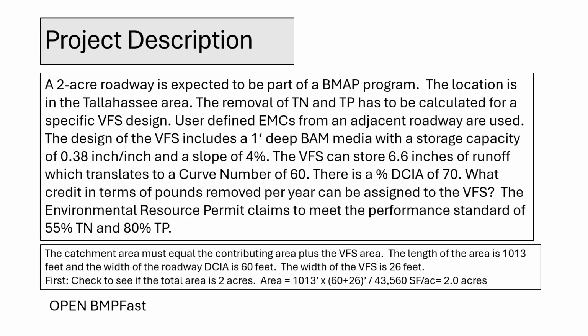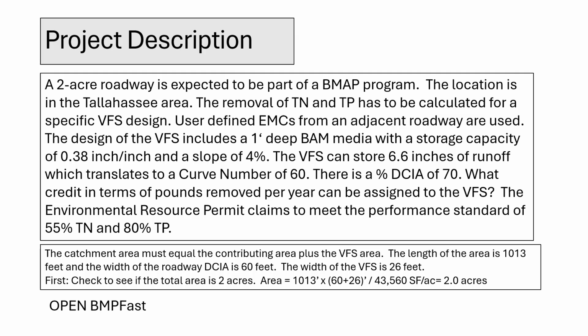That gives us a curve number of 60. The site also has a directly connected impervious area, or DCIA, of 70%. Rather than using default event mean concentrations, this analysis uses user-defined EMCs pulled from an adjacent roadway, which gives us site-specific pollutant loading data to work with.